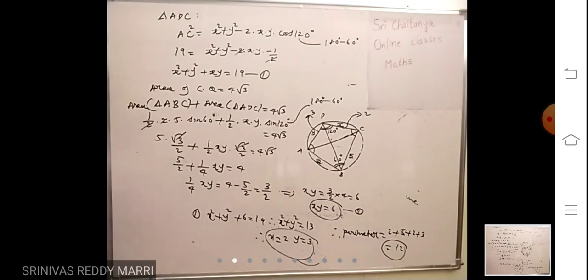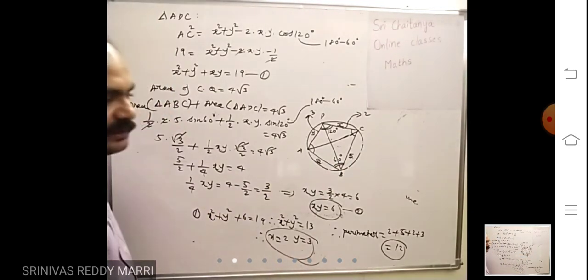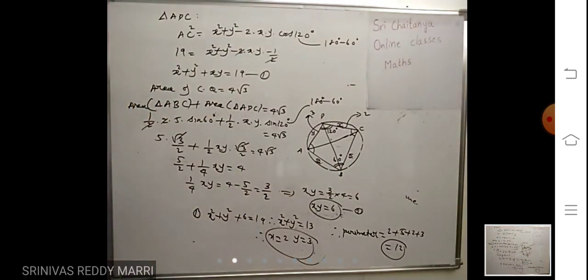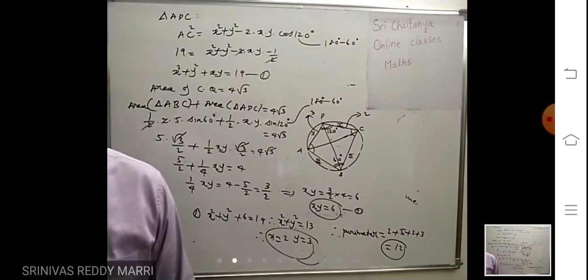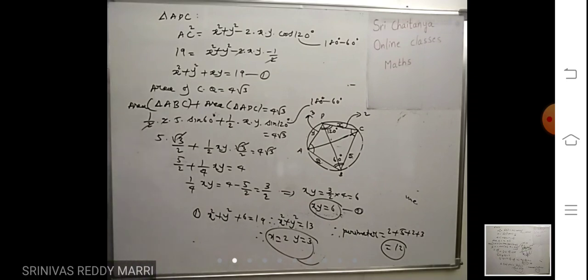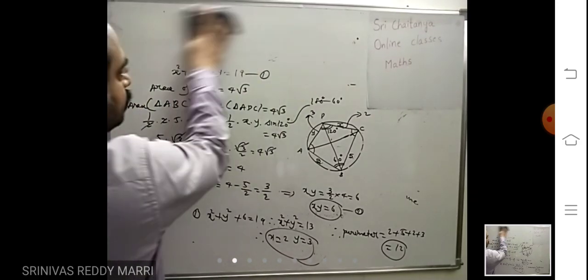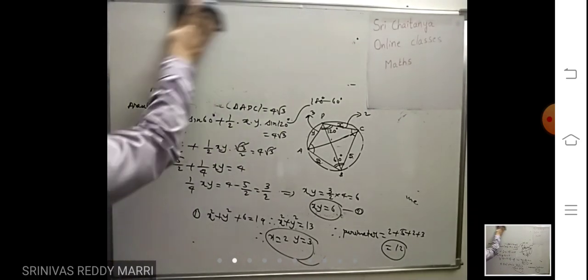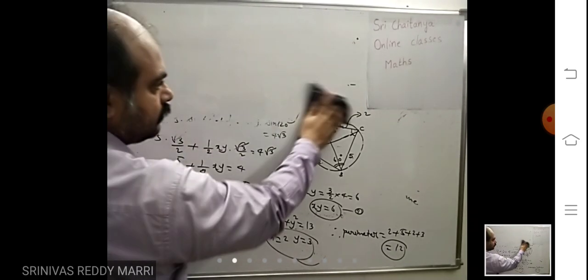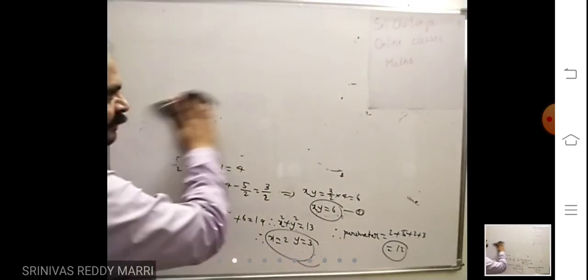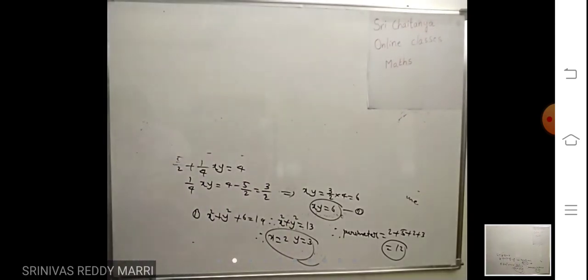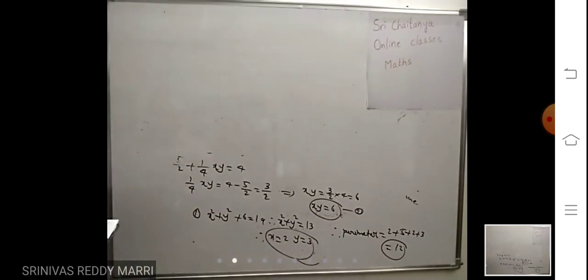Look at another application on this. Generally, two sides and the included angle and then the area will be given. You have to find the remaining sides in the problem. We will see another application.